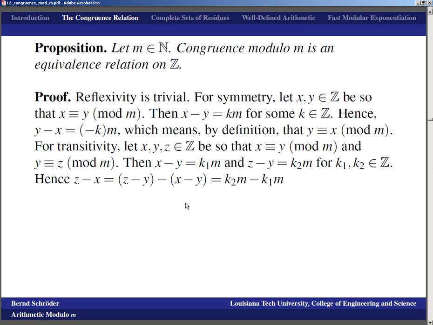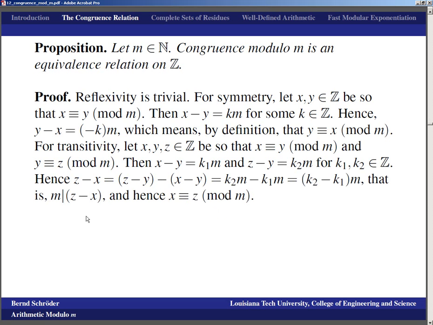And now we realize that z minus y is k2 m and x minus y is k1 m. And that of course means that k2 minus k1 times m is equal to z minus x. And that means that m divides z minus x. And hence x is equivalent to z modulo m. Okay, so that means congruence modulo m is an equivalence relation.